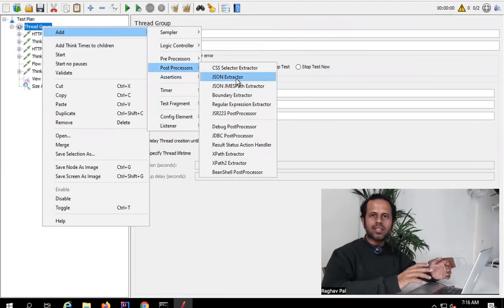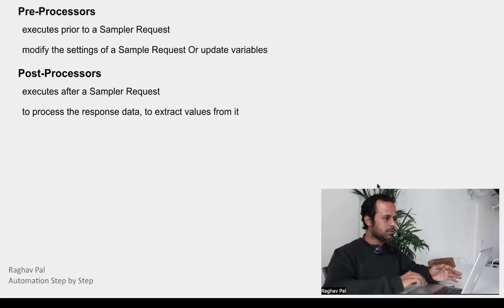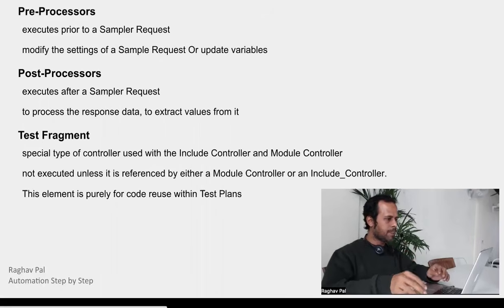If you want to do anything after the request has executed, like a teardown or any kind of cleanup, you can do it in post processors as well. So post processors will run after the sampler request, and if you want to process any response data or extract any values, you can use these post processors.